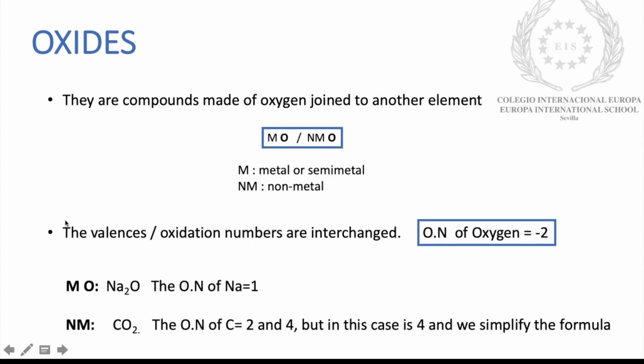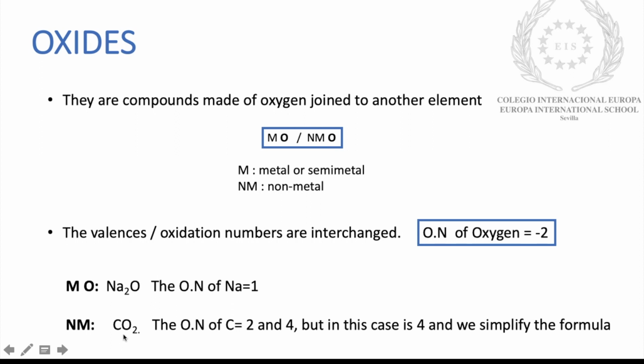So, in the oxides, remember, and all the chemical formulation, the valence or the oxidation numbers are interchanged. In the case of, for example, this formula here, the oxidation number of the oxygen is 2 and the oxidation number of the sodium is 1. And both are exchanged, so the oxidation number of the oxygen goes with sodium and the oxidation number of the sodium goes with oxygen. The same as in the non-metals, in this case the carbon dioxide, okay?